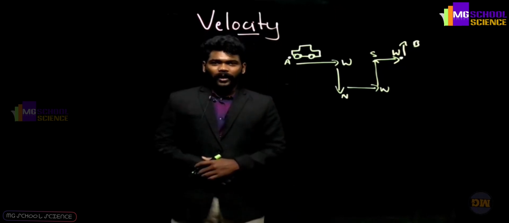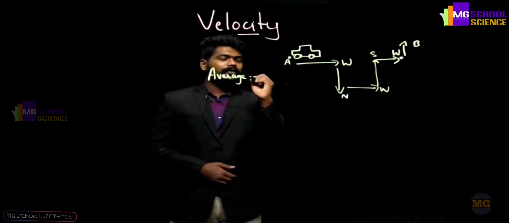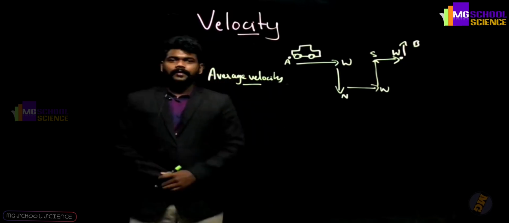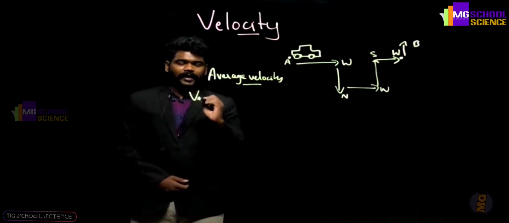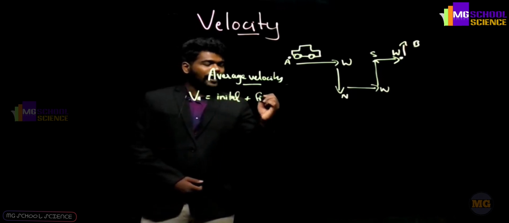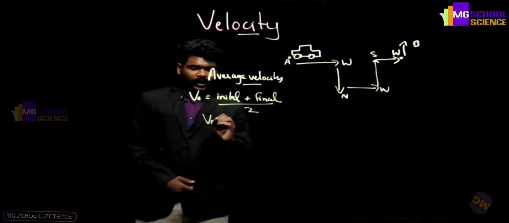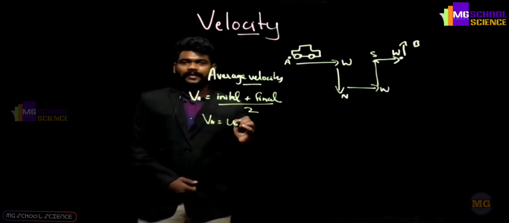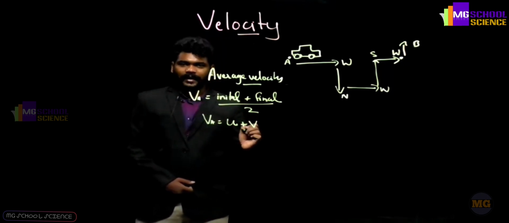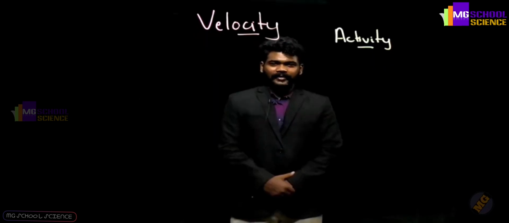Then, for the total velocity, we consider what is called average velocity. What is average velocity? Average velocity can be defined as initial velocity plus final velocity of the object divided by 2. This can be given by the equation (u + v) / 2, where u represents the initial velocity and v represents the final velocity. Let us do an activity.